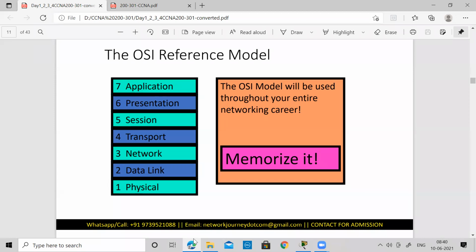We are going to see two protocol suites, or we can say two models. One is the OSI reference model, and the other one is the TCP/IP protocol suite. Now, the TCP/IP protocol suite was established way back when the internet was in place, and the OSI reference model came up later.